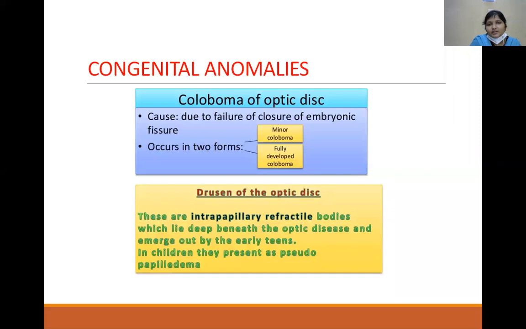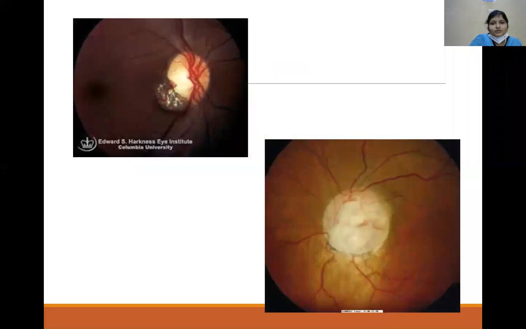Coming to congenital anomalies, these are not very important for you. I have mentioned just 2 main anomalies. One is the coloboma of the optic disc, which I have discussed previously in the coloboma of choroid. It is caused by failure of closure of the embryonic fissure. There are 2 types, minor or fully developed coloboma. This is a picture showing coloboma. Here there is a defect in the inferior closure of the embryonic fissure, and similarly here also there is coloboma, and the disc is pushed superiorly.